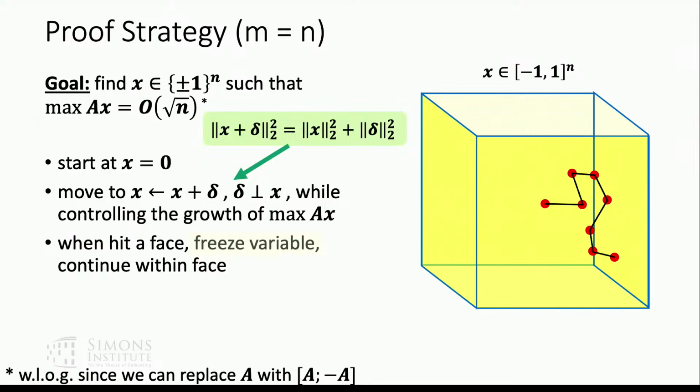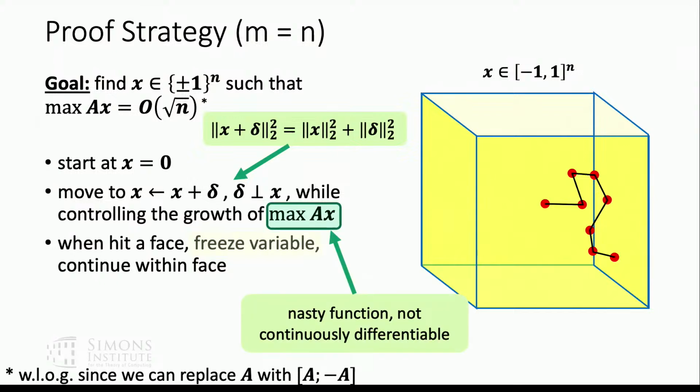Okay. So this is what I need to enforce in order to make sure that I return a coloring. Now, the difficult thing is that as I evolve this fractional coloring, I really need to control the growth of this function, which is the max of AX. This is going to be a bit annoying because the maximum function is a nasty function. It's not even continuously differentiable, and it's hard to track its evolution as I change X.